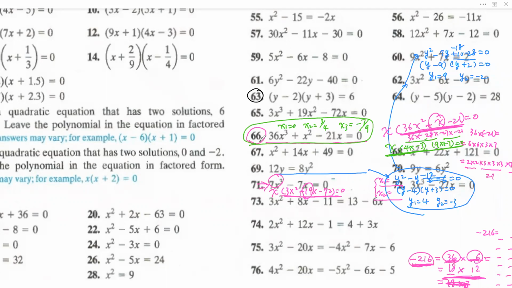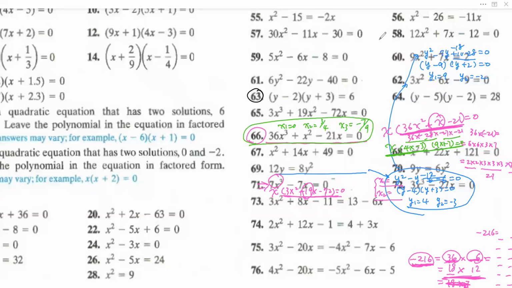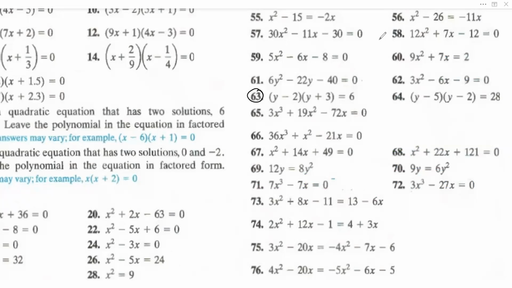All right, print screen first, guys, before we move to the next, 67. Print screen first. I'll give you 2 more seconds. All right, so 67.